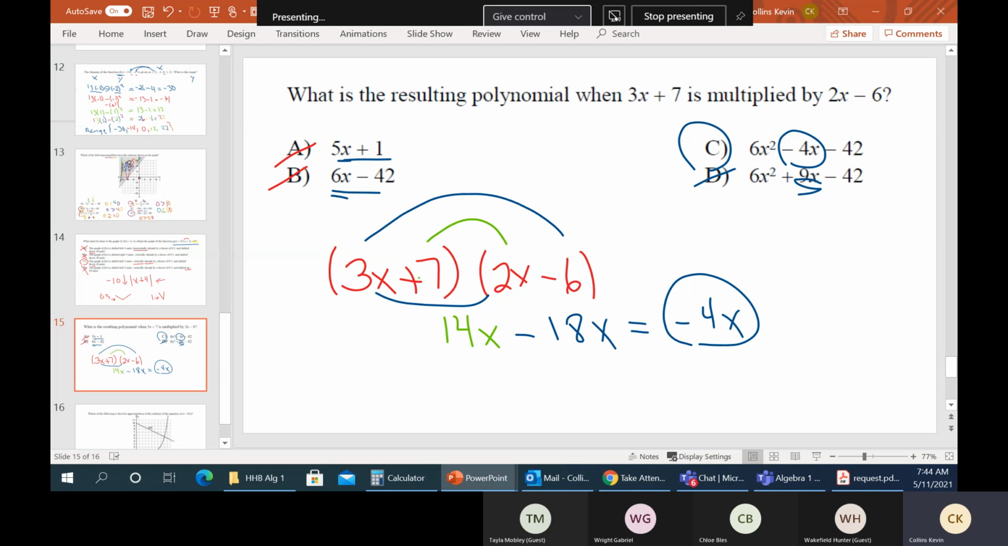So again, that's nothing but FOIL, which of course stands for first terms, outside terms, inside terms, and last terms. FOIL. All right. Questions? Sound good? All right, let's go ahead and check out another one.